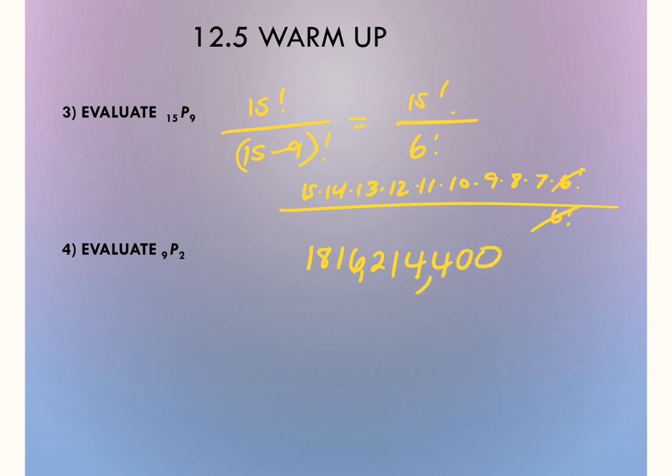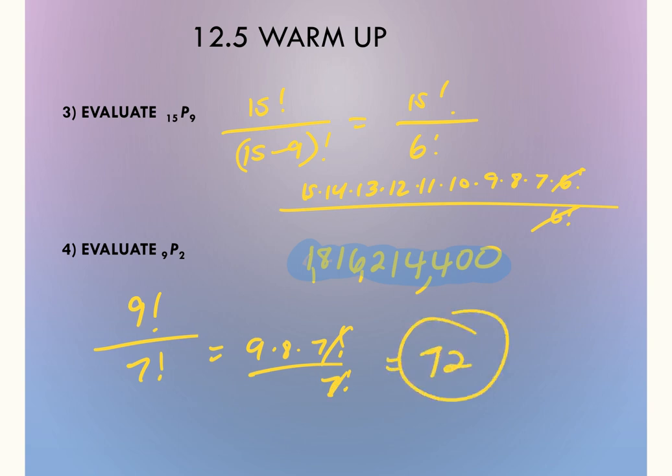1,816,214,400. Yep. And then the other one, 9 over 7. 9 times 8 times 7 over 7, which is 72. Okay, so any questions? Questions on the homework from last night?